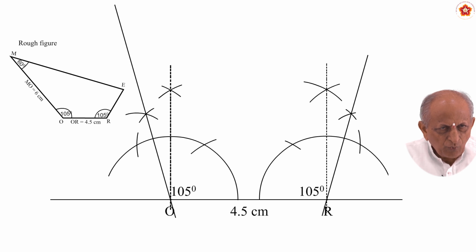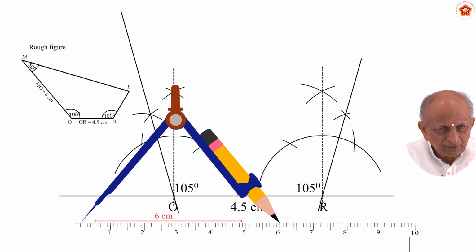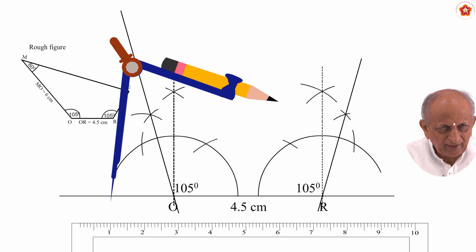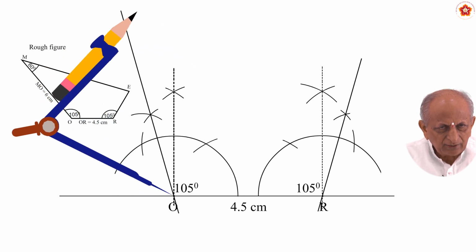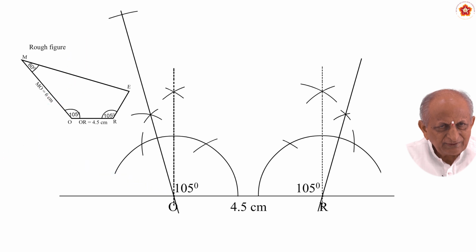Now the length of OM is given. OM is 6 centimeters. So with 6 centimeters radius, draw an arc from O. So cut off an arc. This cuts the line at M.